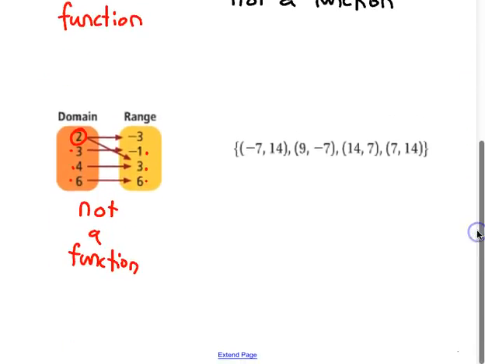Let's look at this one though. Here I have a -7, a 9, a 14, a 7. So this one is okay, okay? Each X is only used once. It's only represented once, going to a single Y value. So this is definitely a function, okay? That fits the rule that we're looking for.